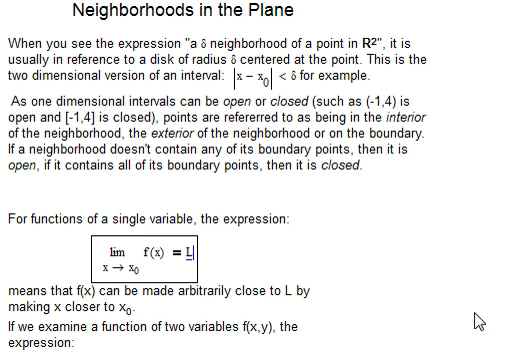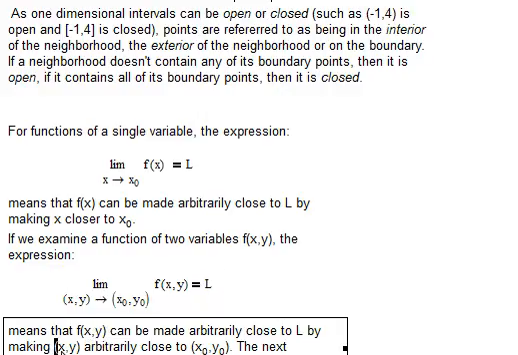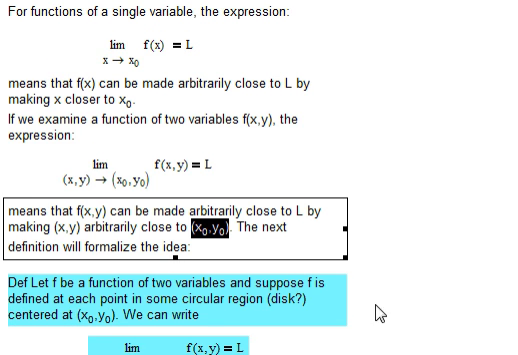If we examine the function of two variables, f of x, y, in this expression, we can say the limit as the point x, y approaches a limiting point x sub 0, y sub 0, then f of x, y approaches some number L. Now that is different. But that means f of x, y can be made arbitrarily close to this limit L by making the point x, y arbitrarily close to the point x sub 0, y sub 0. And the next definition will make that formal.